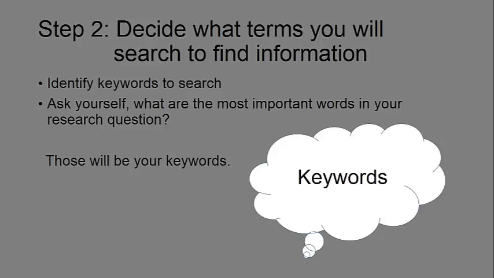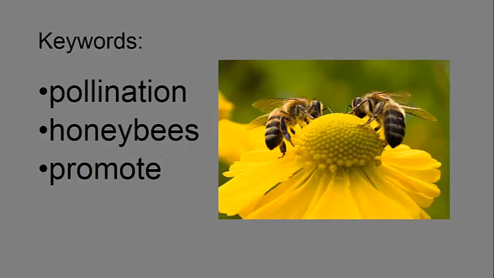Instead, you need to identify keywords to search. Ask yourself, what are the most important words in your research question? Those will be your keywords. For the research question, how can students promote pollination locally to sustain the global population of honeybees? The keywords would be pollination, honeybees, and promote.